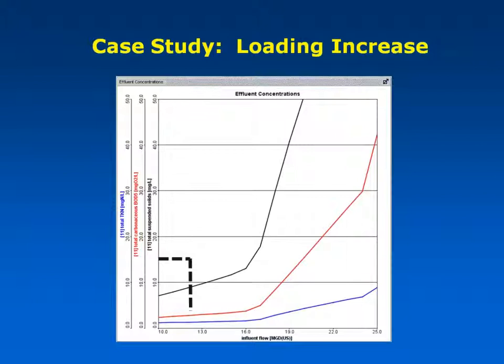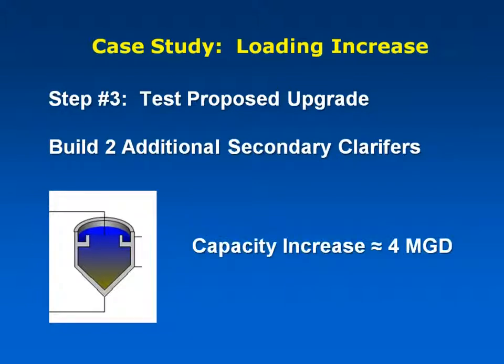So comparing the results side by side here, this is what we had before, where we were limited at about 12 MGD before, when we ran out of clarifier capacity. And now we're good up to just over 16. So we've gained ourselves about 4 MGD according to the model. And this is a nice way to look at doing a capacity analysis.